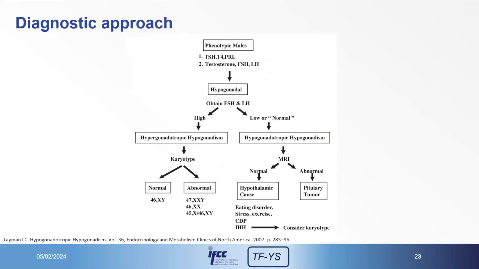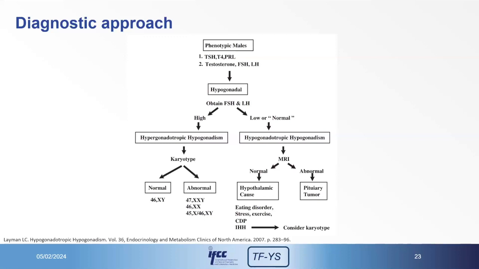It shows a nice diagnostic algorithm which can be used in a patient who presents as a phenotypical male with delayed puberty, where we can see the initial testing includes assessment of TSH, T4, and prolactin, which was performed in our patient, where the testosterone, FSH, and LH are also performed. And once we've confirmed that the patient is hypogonadal, the FSH and LH is really what guides us to say whether we're going the hypogonadotropic or hypergonadotropic route, and that gives you quite a long list of possible differential diagnoses.